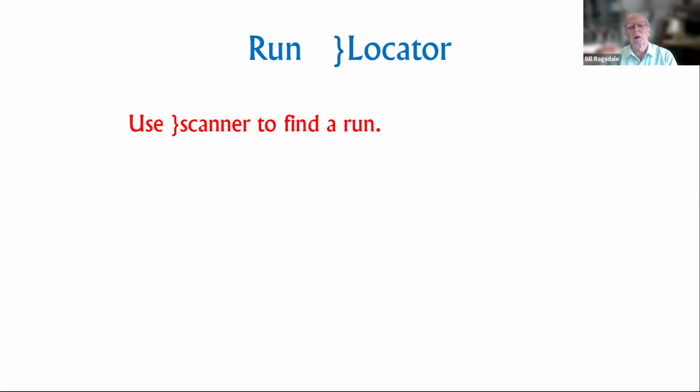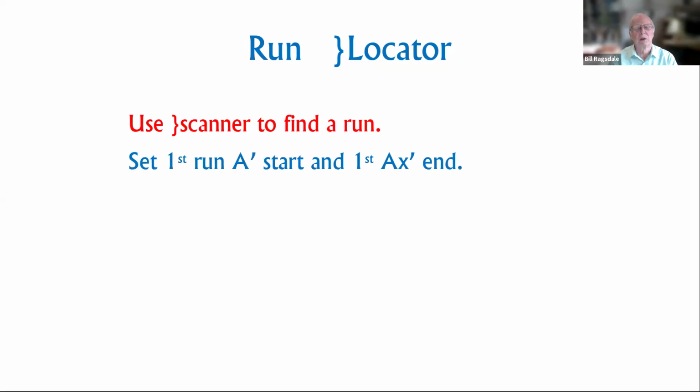So the word run locator, again with the curly braces, indicates that it accepts a matrix location as an input. It uses that previous word, the curly brace scanner, to find a run. Upon finding a run, which is guaranteed in this case, it sets the value of A prime to the address or the run number of the first row, and it sets AX prime to the row number ending the run.